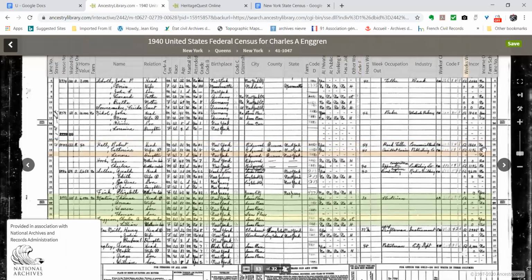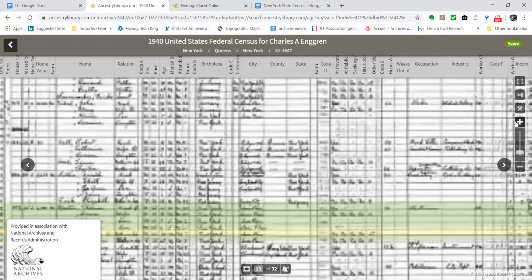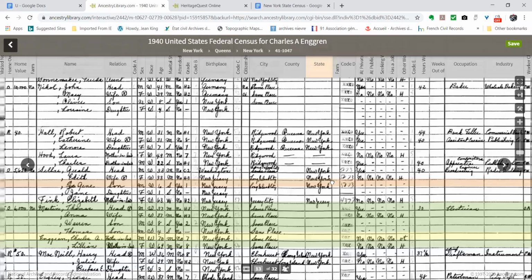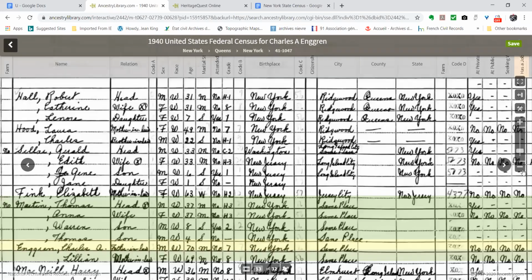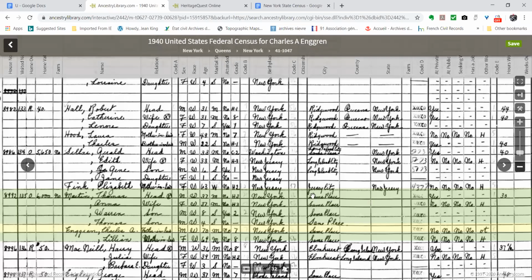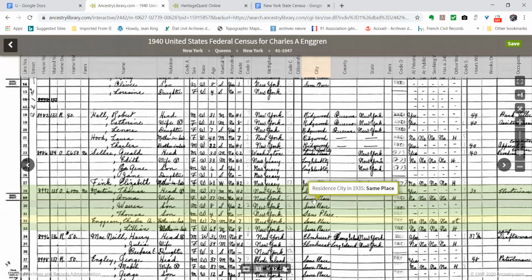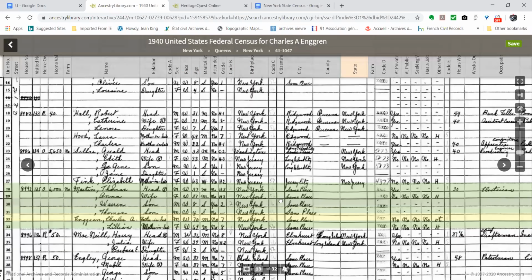This one's a lot nicer. We can read this one. So in the 1940 census, they're asking you, where were you living in 1935? So their response was, we were living at the same place. And here, this couple is living with their son in Queens.